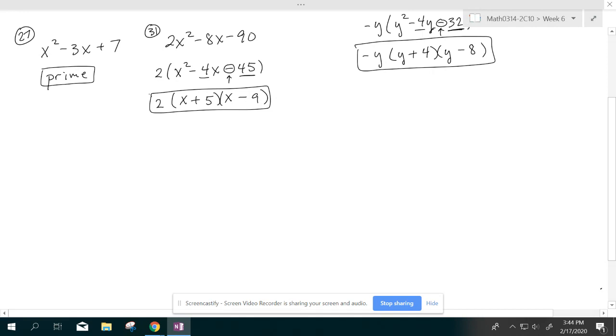How do y'all feel about factoring standard trinomials? You feel good about it? Because you know what we're about to do? We're about to move on to the next section.